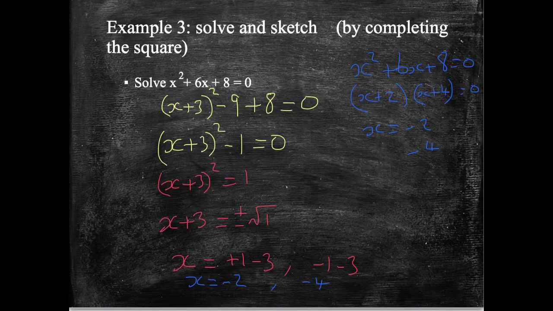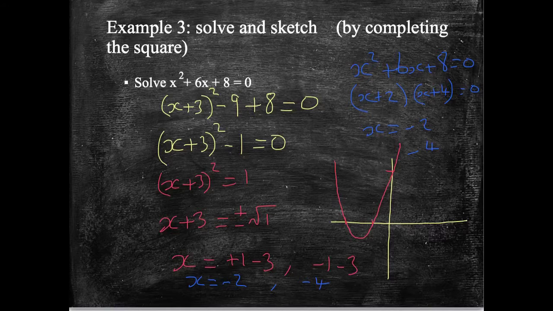And again, if I want to do a quick sketch of what this might look like, I know it's going to cross the x-axis at minus 2 and at minus 4, and it's going to cross the y-axis at positive 8, so it's going to look something like this. Now, it would be really nice to know what the point is down here, so that I can make sure that I'm doing this really accurately. And actually completing the square helps me to do that. I can actually do it really quickly.